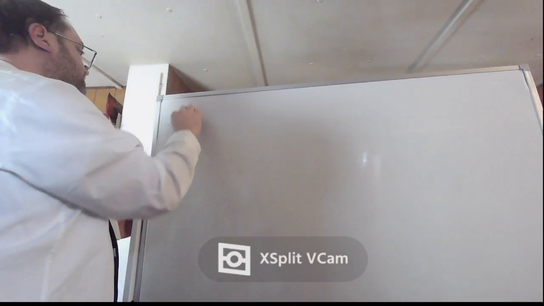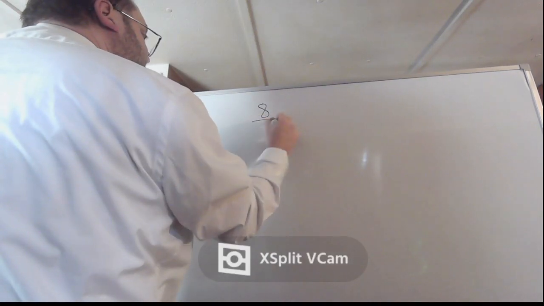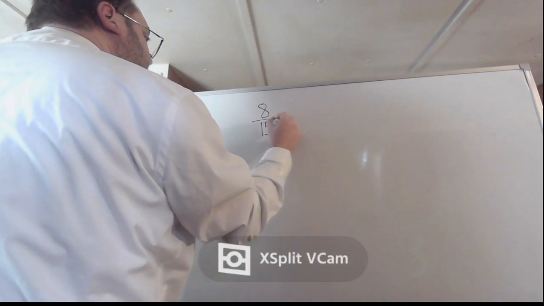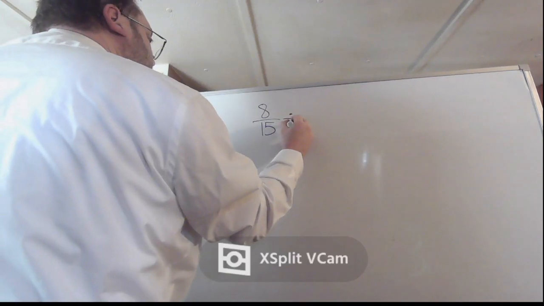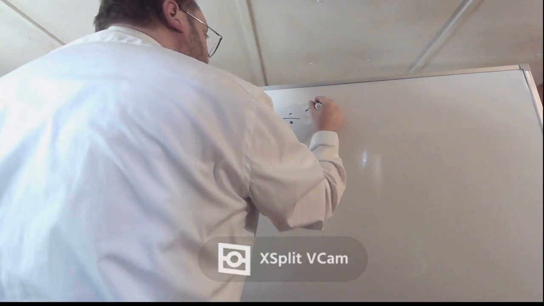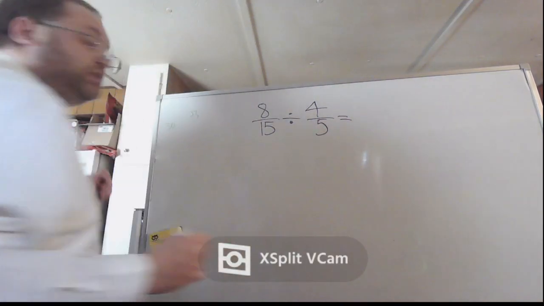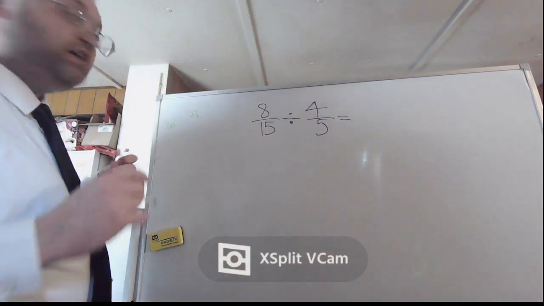Two more problems. Alright. We got 8/15 divided by 4/5. This is a fun one. It's going to be a fun one. So we got 8/15 divided by 4/5.